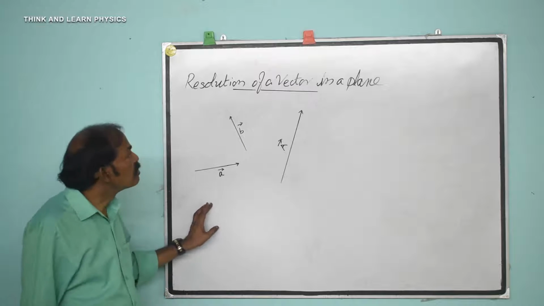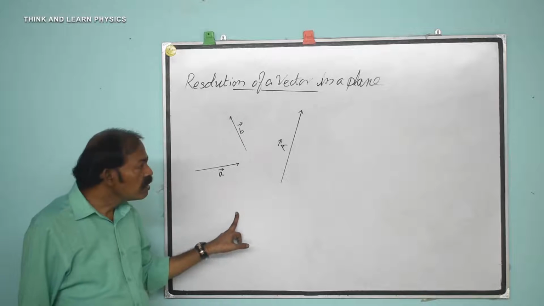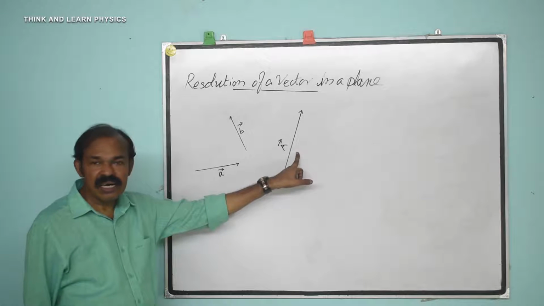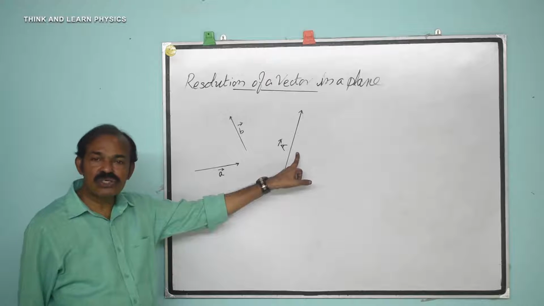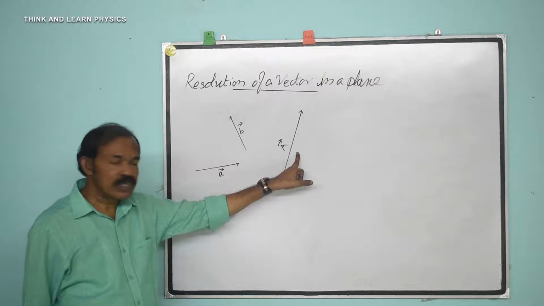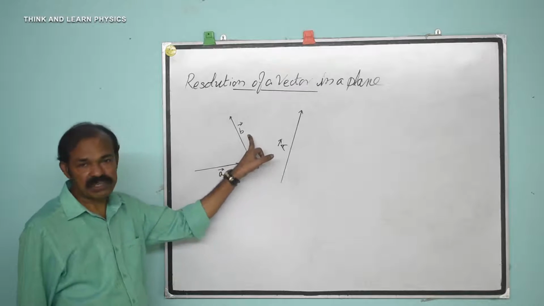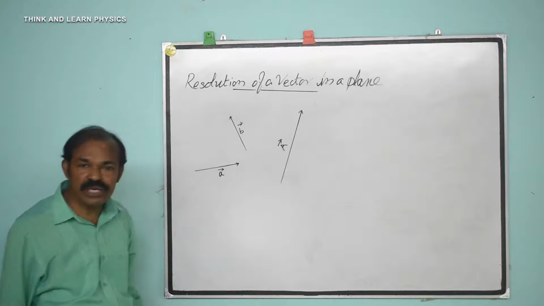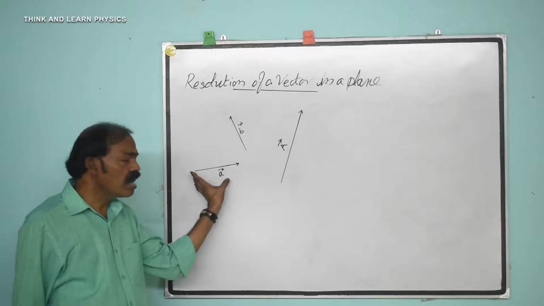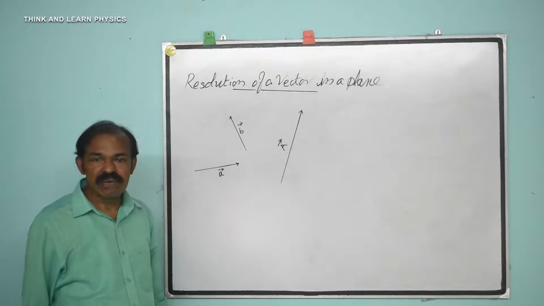Now let us try to understand resolution of a vector in a plane. Here three vectors are shown. A vector is the given vector which is to be resolved into two vectors in the direction of the two given vectors, A vector and B vector. Capital A vector is to be resolved into two components in the directions of the two given vectors, small a vector and small b vector.